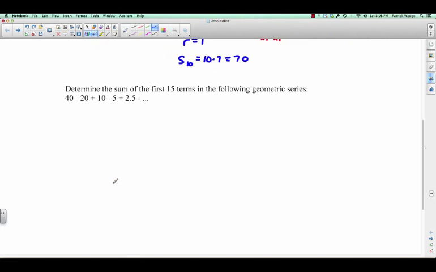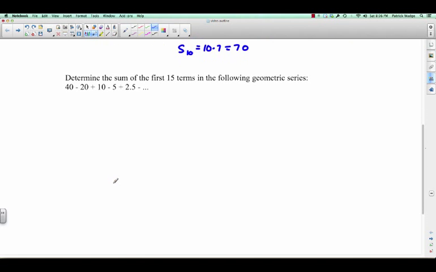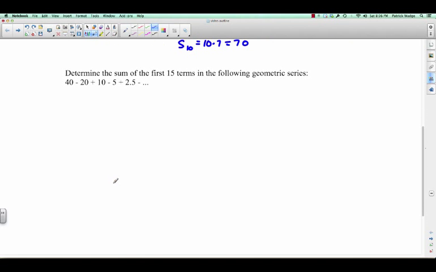Okay, here we go. Basically what you're going to do is write down the stuff you know, figure out which formula you're going to use, and throw it in the formula. It's not too bad. Determine the sum of the first 15 terms in the following geometric series. Do you know a, the first term? Sure do. It's 40. Do you know r, the common ratio? Not yet, but you could figure it out.